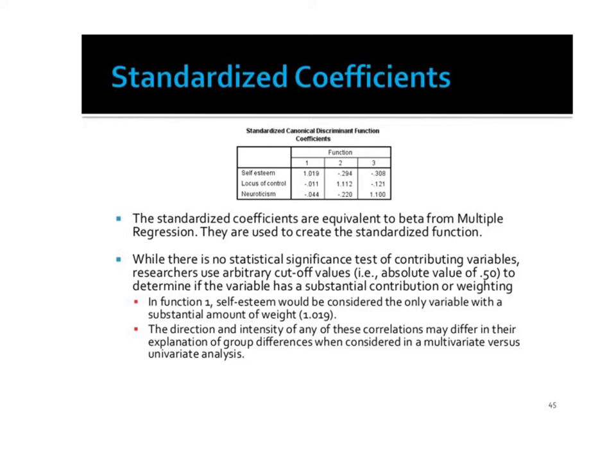In function 1, self-esteem would be considered the only variable with a substantial amount of weight. If we look across, this one is well above 0.50, where locus of control and neuroticism are very small. The direction and intensity of these correlations may differ in their explanation of group differences when considered in the multivariate versus the univariate analysis. So we see positive here, we see negative relationships here, and things sort of change based on the function.